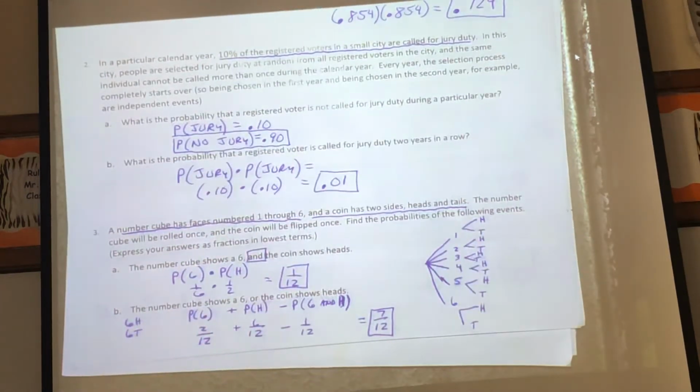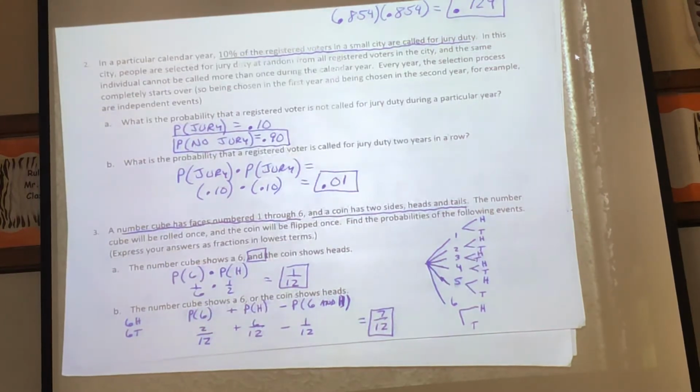Number 2, in a particular calendar year, 10% of registered voters in a small city are called for jury duty. In this city, people are selected for jury duty at random from all registered voters in the city, and the same individual cannot be called more than once during the calendar year. Every year, the selection process completely starts over. So being chosen the first year and being chosen the second year, for example, are independent events, basically because it resets after the calendar year.